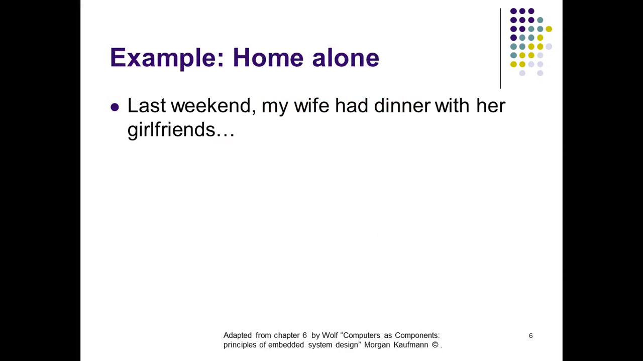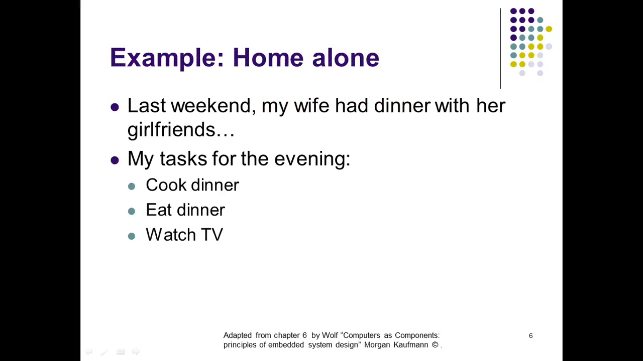Last weekend, my wife had dinner with her girlfriends, or at least that is what she told me. She went to have dinner. So these were my tasks for the evening. I had to cook my own dinner, I had to eat my own dinner, and then I could chill out and watch TV. As you can see, this is a very simple thing. I've got three processes: process 1, process 2, process 3. And if I want to plan this evening, I fortunately can do process 1, process 2, process 3. It's not difficult at all.